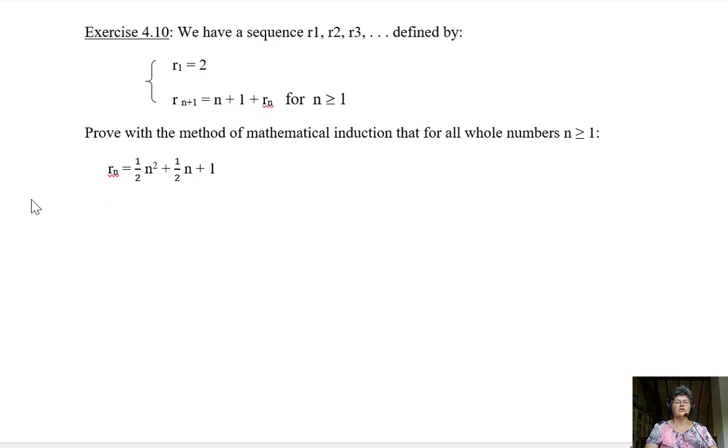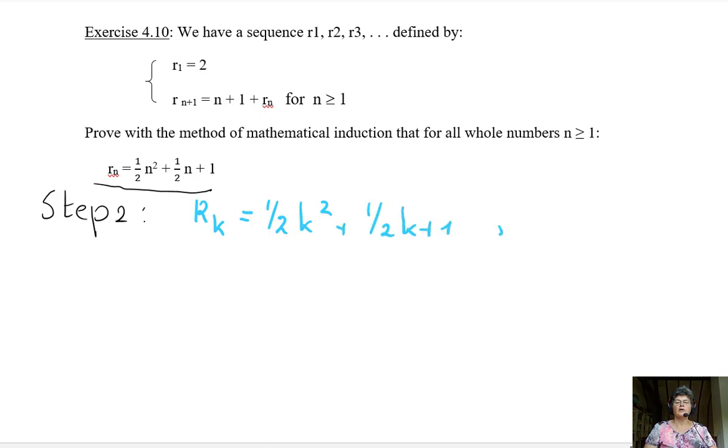Let's continue with the second step. So step 2. And then we need to start with an assumption. So assume that the statement is true for some element in the middle. And let's make the assumption blue again. Let's call that element in the middle k. So assume that Rk equals a half times k squared plus a half times k plus 1, for some k in the middle, so larger than the first element.